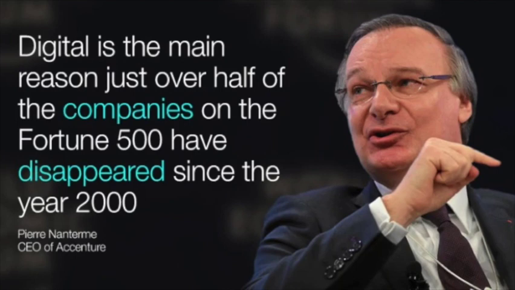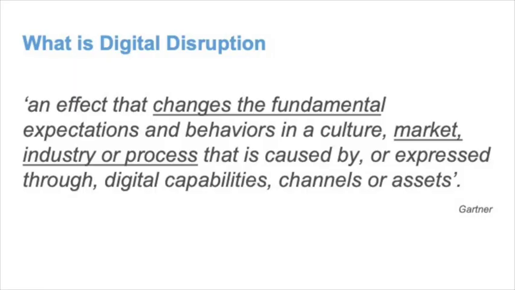That brings me to the first point of what is digital disruption and what is digital transformation. Well, digital disruption is, according to Gartner, an effect that changes the fundamental expectations and behavior in a culture, market, industry, or process that is caused by or expressed through digital capabilities, channels, or assets. So the key thing here is it's changes in the fundamental way that a market or industry operates. And also this then impacts your organization.